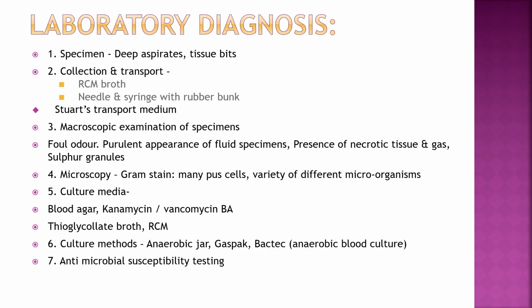Laboratory diagnosis. Specimen: pus, aspirates, tissue bits. Collection and transport: RCM broth, needle and syringe with rubber bung, Stuart's transport medium. Macroscopic examination of specimen: foul odor, purulent appearance of fluid specimens, presence of necrotic tissue, gas, sulfur granules. Microscopy, Gram stain: many pus cells, variety of different microorganisms.